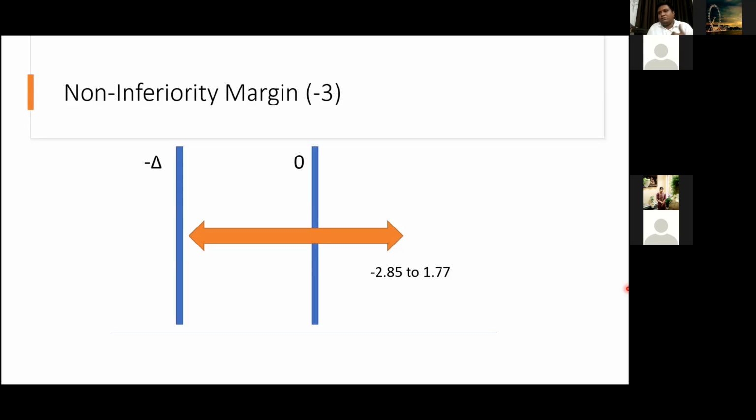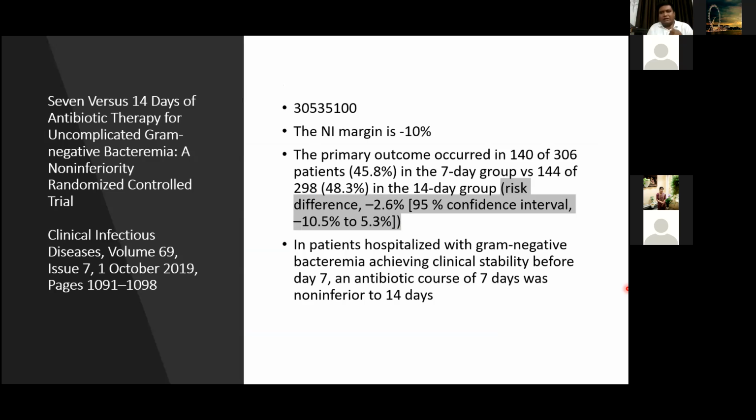during one of the discussions in the journal clubs, we came across this article. You can see that it's a non-inferiority clinical trial. You can clearly observe that the non-inferiority margin was -10%. You can see that the 95% confidence interval is from -10.5 to 5.3.